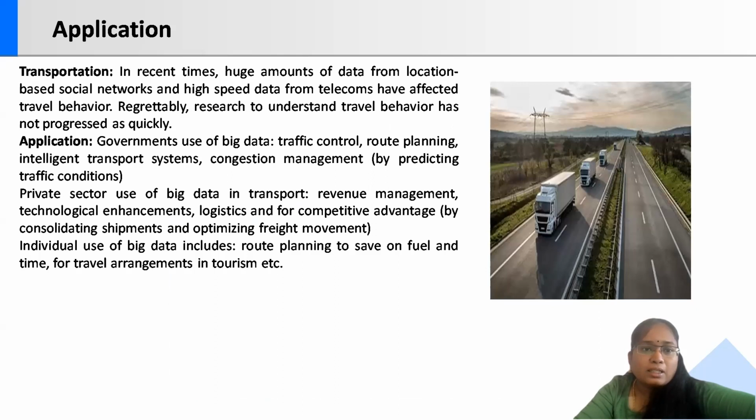So the next main thing is transportation, because we are using a huge amount of data from location-based social networks and telecom travel behaviors. Understanding travel behavior is not that easy, so we obviously need to handle the huge data with the help of big data management. Government uses big data for traffic control, route planning, transportation systems, and congestion management to handle logistics. Not only that, route planning saves fuel and time, and travel management in tourism, etc. We depend on the big data concept.